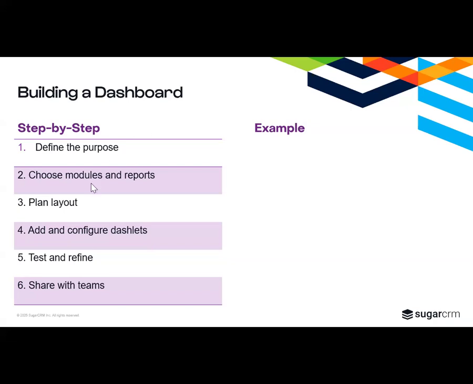Then I'm going to choose my modules or reports. What exactly do I want to display? Am I going to have a bunch of charts on my dashboard? Am I going to have just lists of things that I need to do, activities or leads or things that need action on them? Then I need to plan out my layout, even if it's just a sketch real quick: I want this to look this particular way. Draw that out. Then I'm going to add and configure my dashlets. I have to add each one individually, and when I add them, configure them, save them, and then go to the next dashlet.